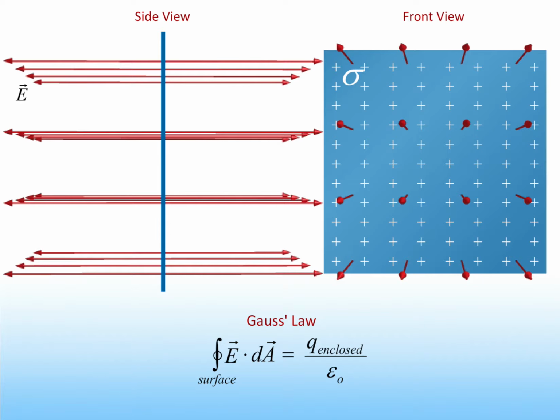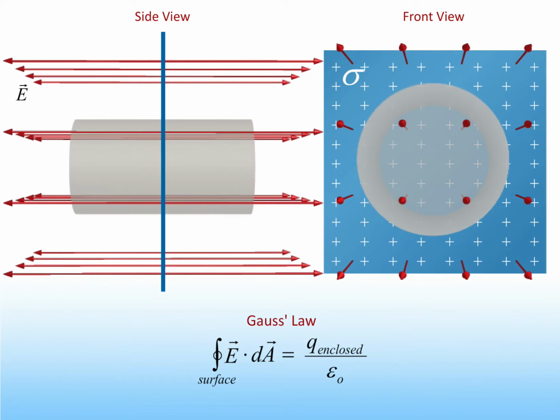To determine the electric field at any point, we need to choose a Gaussian surface whose surfaces are either parallel or perpendicular to the plane, so that E dot dA will be either 0 or just E times dA. With such a choice, we will be able to take E outside the integral and solve for it. So let's choose a cylinder that cuts through the plane as shown.